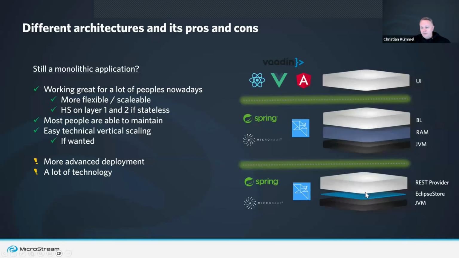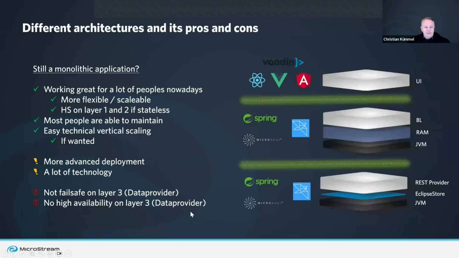So then we have one REST provider that provides the data, and in the middle we have a JVM, RAM, and some business logic. Let's call it the application server, and then we have a UI, right? So that's a more advanced deployment at the end. There is a lot more technology going on. So we need different UI technologies. We need Spring or Helidon, Micronaut for the different layers here.